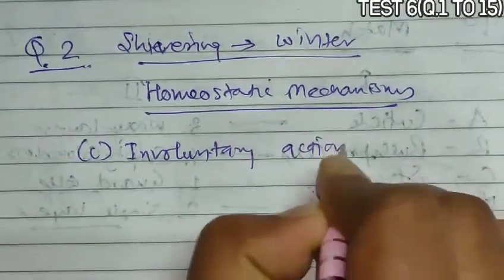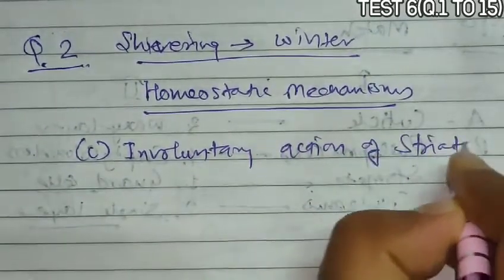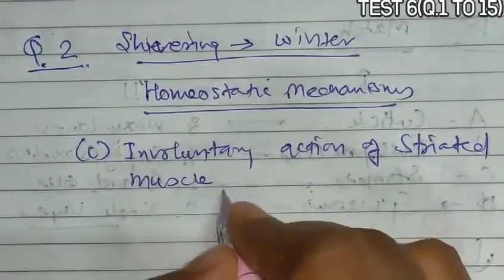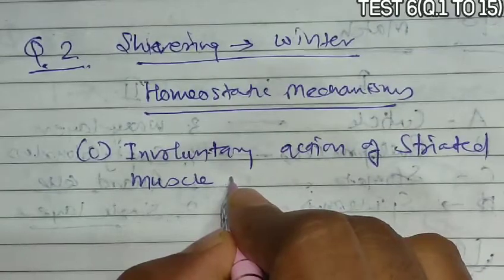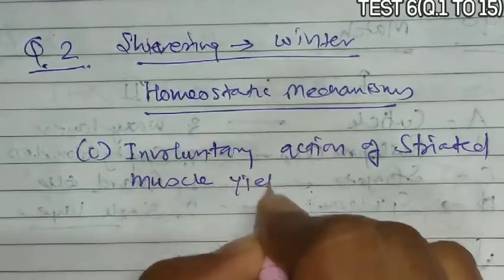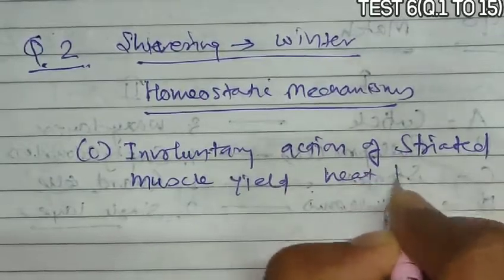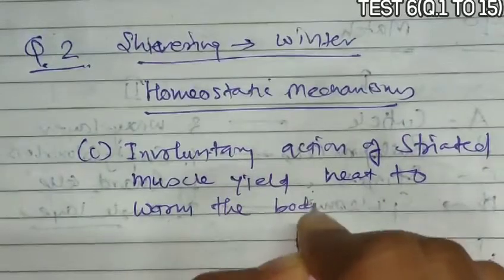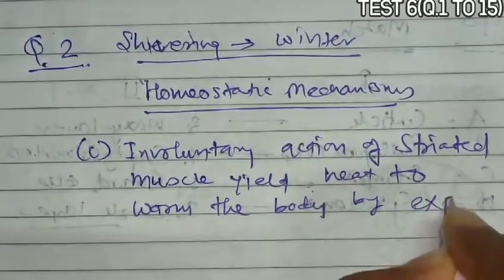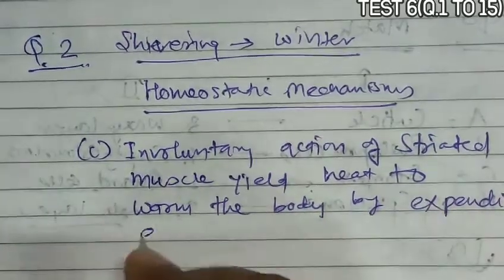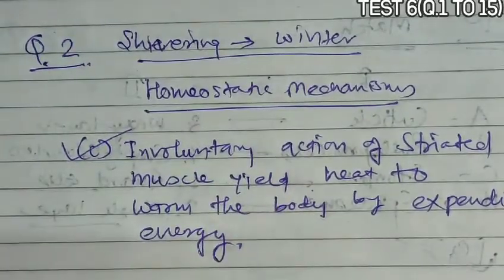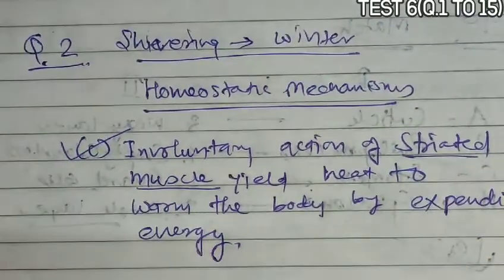Now if we talk about this, the muscles involved are striated muscles, through involuntary action. This involuntary action of striated muscles yields heat to warm the body by expending energy. So C becomes the correct answer, that is involuntary action of striated muscles.